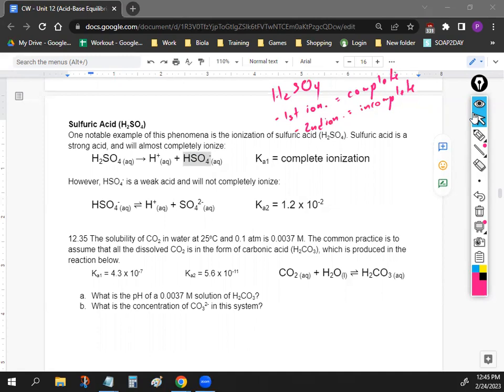And so what this means actually is that when you do problems with polyprotic acids, you're going to have to set up two ICE tables. The first one is for the first ionization. The second one is for the second ionization. And I'll show you guys how that works in just a second. But any questions on the concept? Does it make sense?